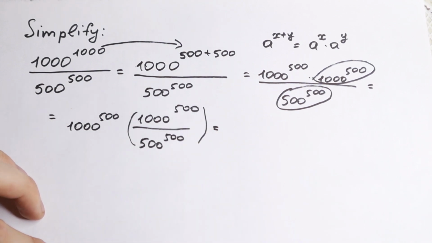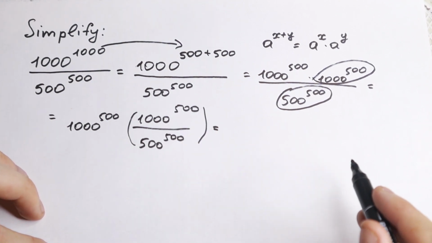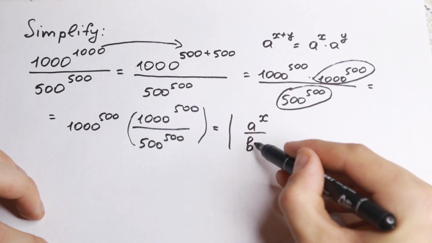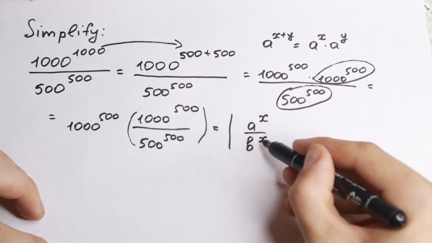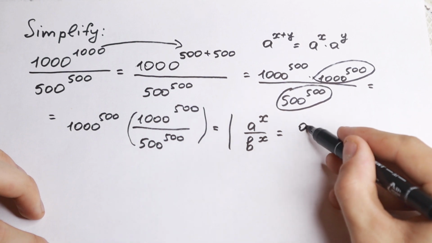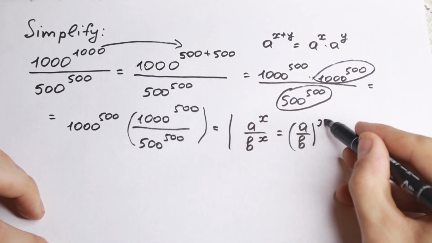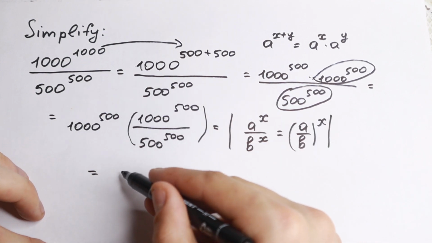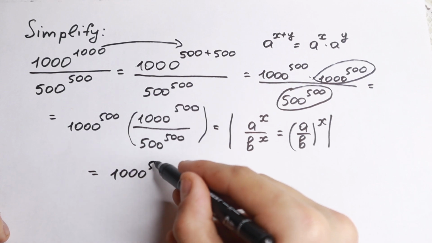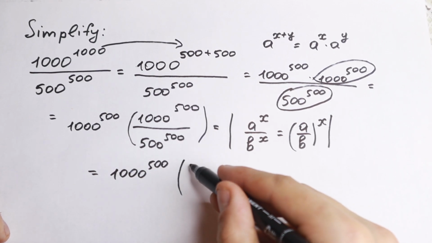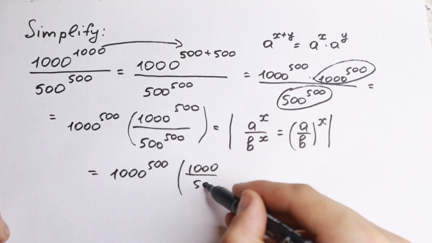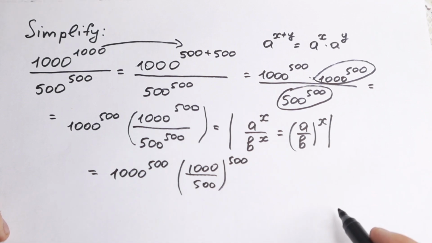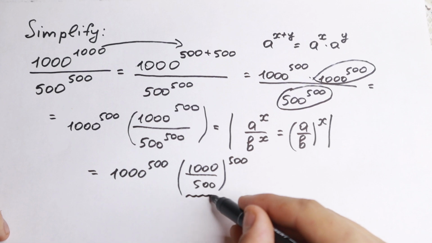Okay, and right now it's a really good moment to learn the next rule that we need. If we have a to the power x over b to the power x, so same exponent but different bases, we can write it as a over b, all raised to the power x. And let's use this rule right here. This is our case because we have different bases and the same exponent, so we will have 1000 to the power 500 in the beginning, and in parentheses 1000 over 500 raised to the power, what power? Of course 500.